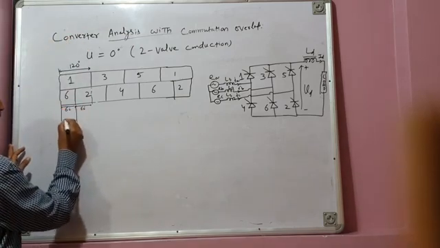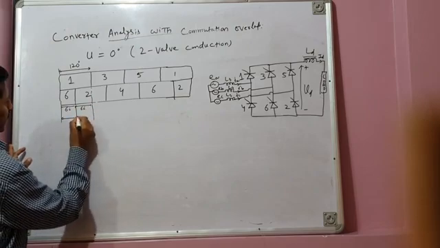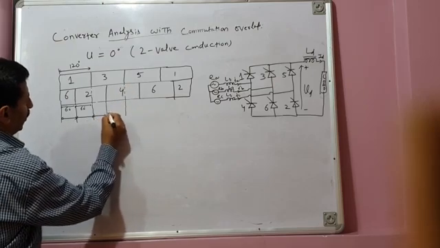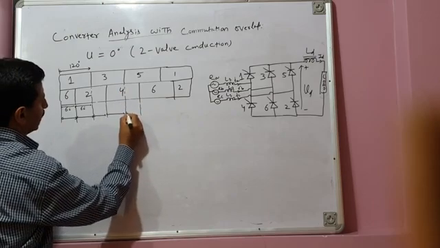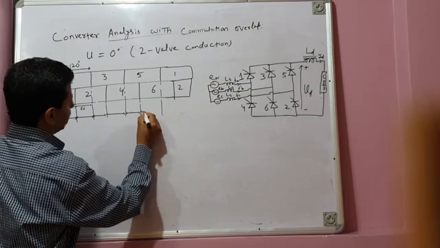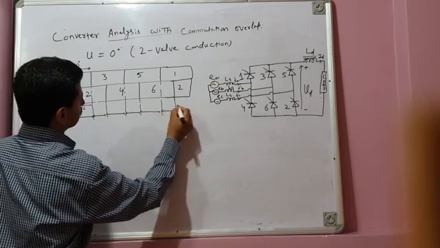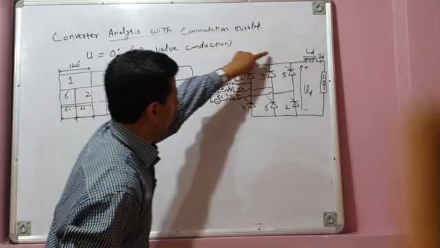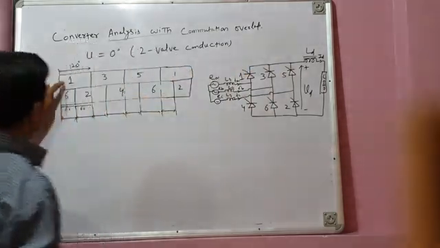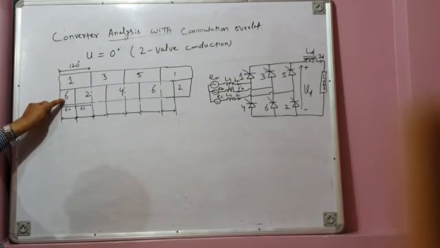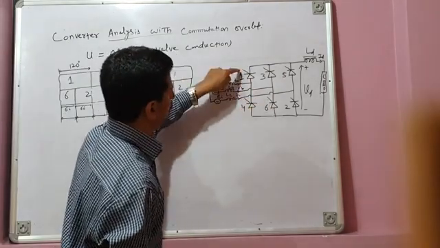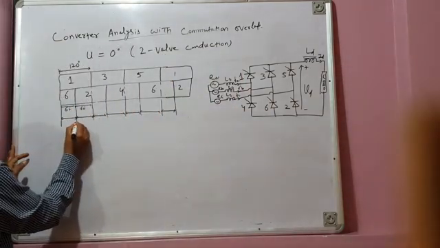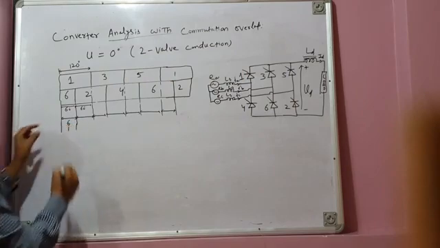So let us take these instants. This is the first 60 degree interval, this is the next 60 degree interval, and likewise these are all 60 degree intervals. During this 60 degree interval, in the upper commutation group valve 1 is conducting, and in the lower commutation group valve 6 is conducting. So 6 and 1 are conducting during this 60 degree period.